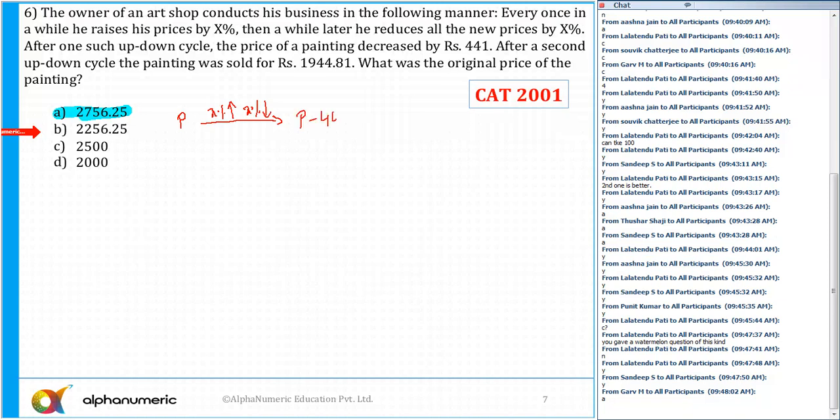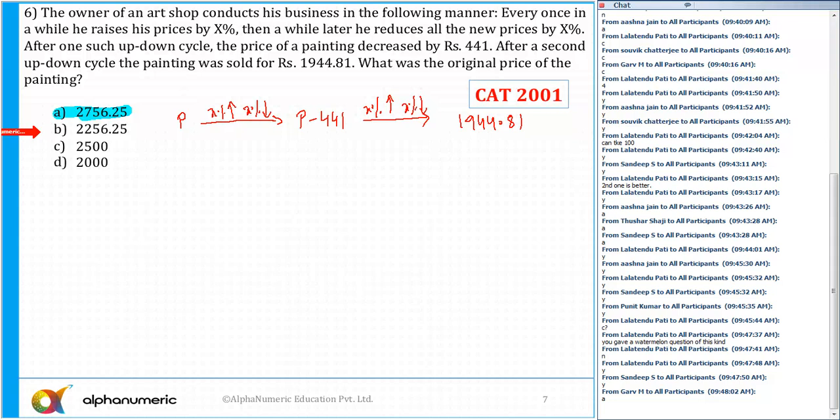So P minus 441. Then after that, again there is an X% increase and X% decrease. And the final price of the painting is equal to 1944.81. What was the original price of the painting? Now, I need to find out the original price of the painting.